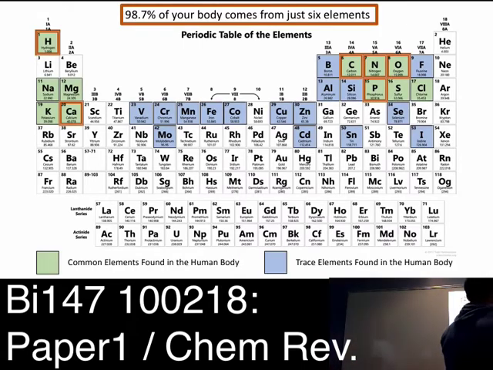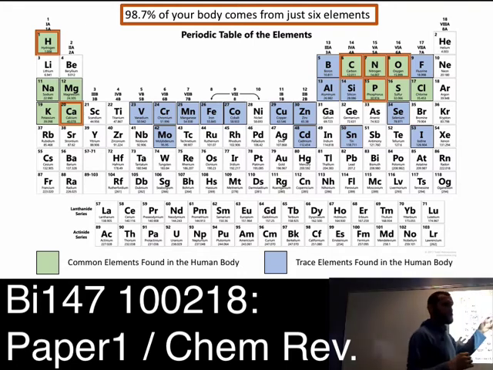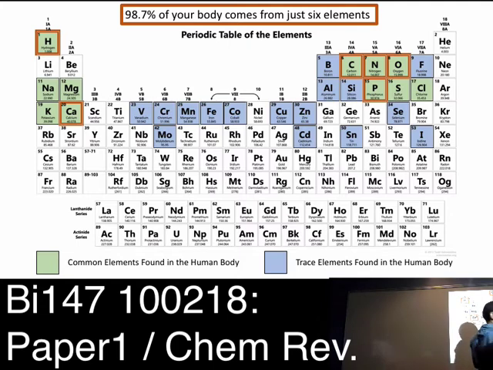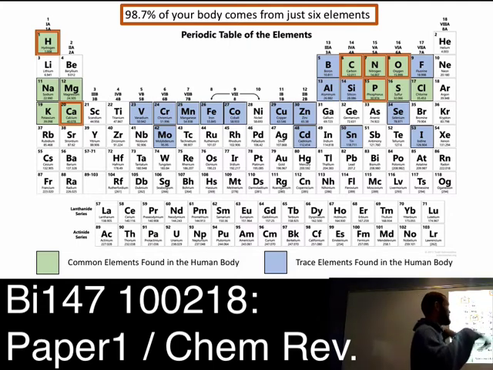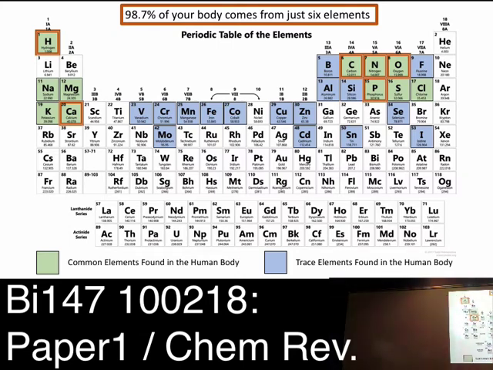So, the green ones are common. The blue ones are trace elements. And the most common 6 elements are in boxes. So, you mostly got them. Nobody even said hello to nitrogen.